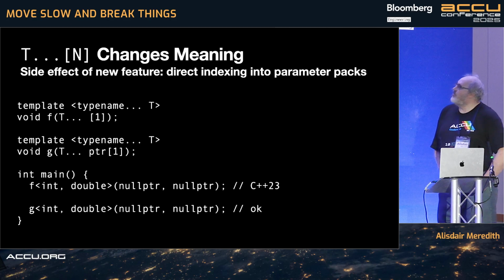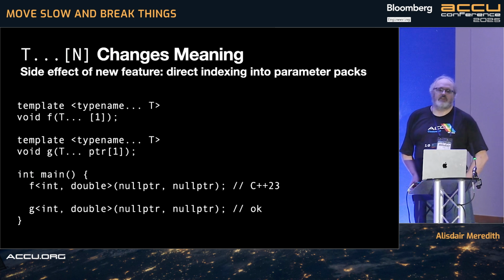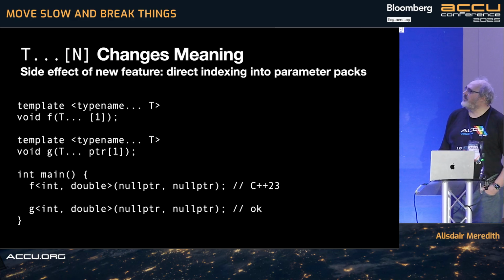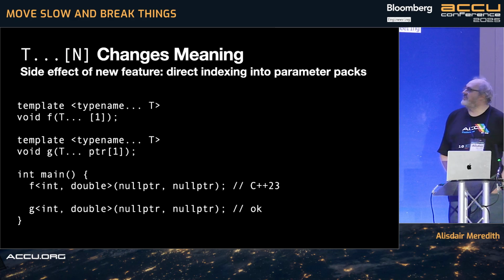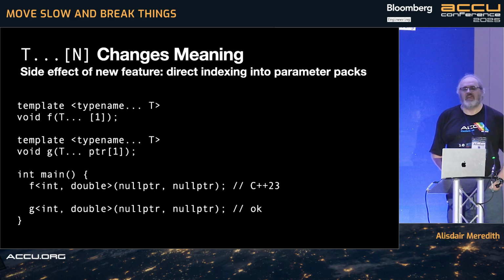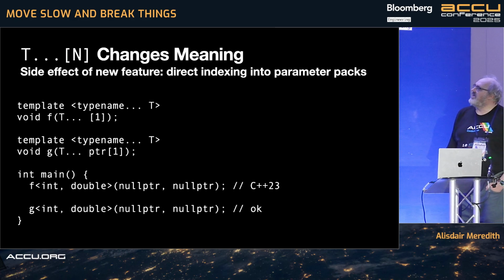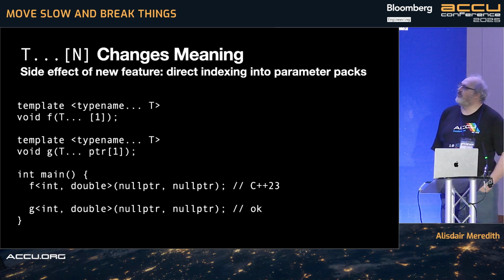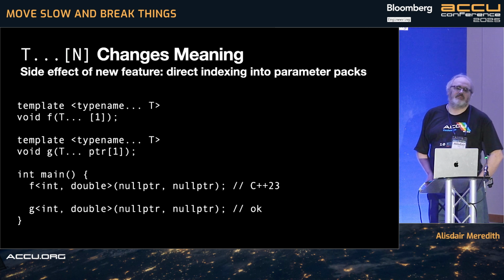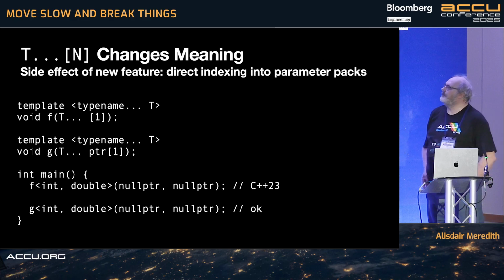Moving on. We've now got this t dot dot dot square bracket n. It's unlikely that you have this in code today, but if you do, we have the example here, it's going to change its meaning. What does this mean now? We now have the ability in C++26 to directly index into a parameter pack. So t dot dot dot square bracket n square bracket will now mean I'm referring to the nth element, member, whatever type, whatever it is, of that template parameter pack. So it could be the type that's there, it could be the value that's there, whatever t happens to correspond to, I'm indexing in and getting one of those.